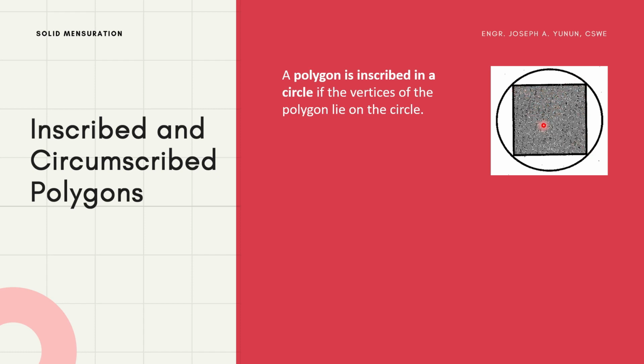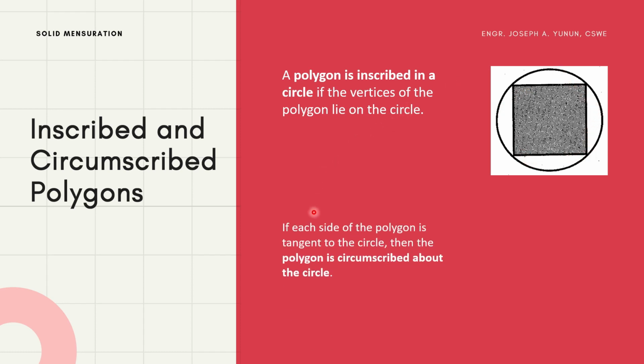Technically, this is a square that is inscribed. So a square is inscribed in a circle, this one. Okay? Any polygon, so a pentagon is inscribed. So the pentagon is inside a circle, right?